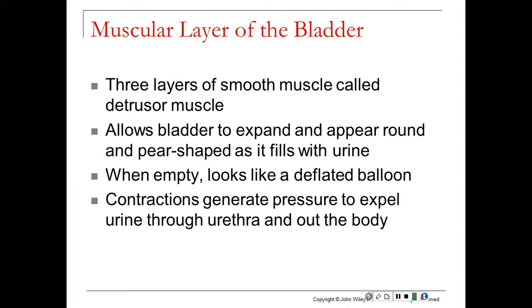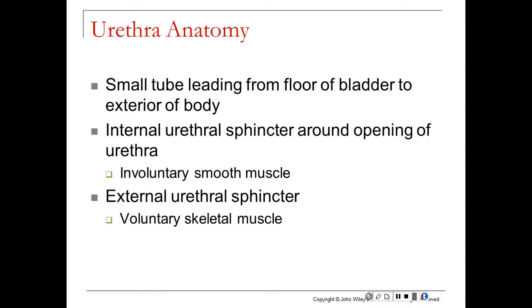When it's empty, it looks like a deflated balloon, and it contracts to expel that urine through the urethra and out the body. So the urethra is basically that little tube leading from the floor of the bladder outside of the body. There are 2 sphincter muscles involved with the urethra. There's the internal urethral sphincter, around the opening of the urethra. This is an involuntary smooth muscle. And then you have your external urethral sphincter, which is a voluntary skeletal muscle.